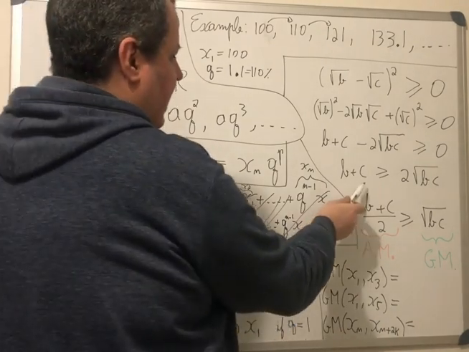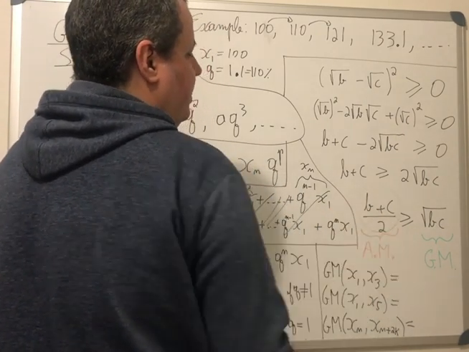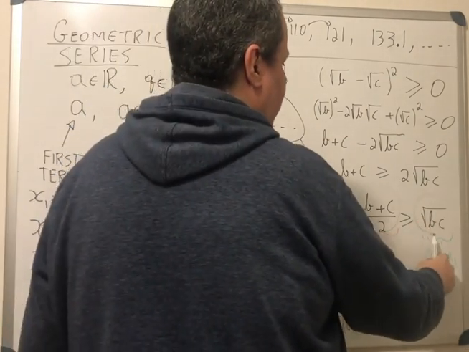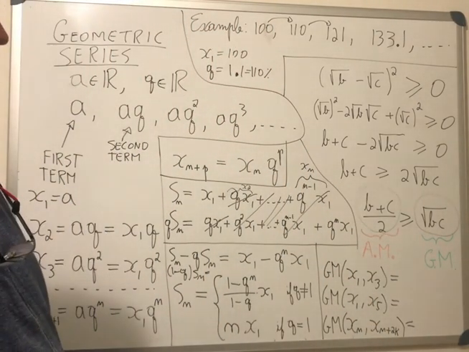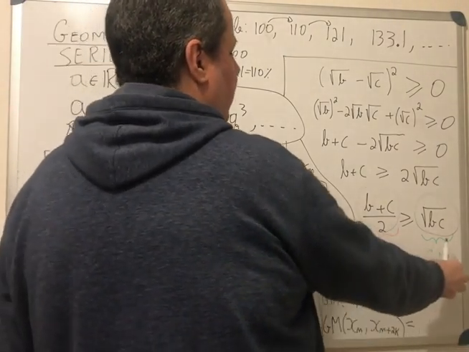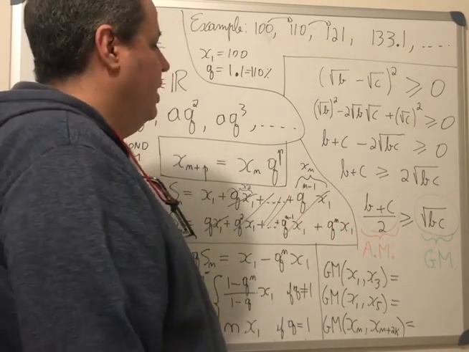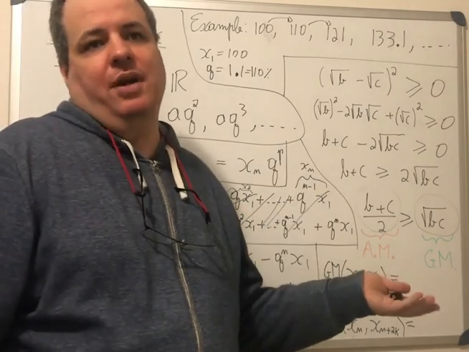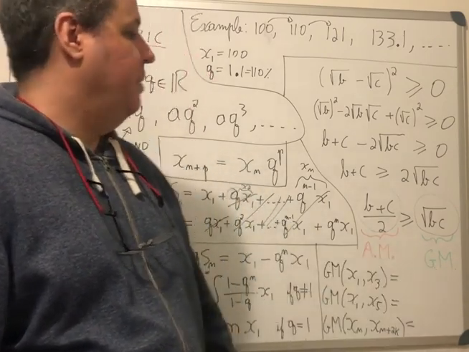Now this is just the average of b and c, the arithmetic mean. And this is what we call the geometric mean of two positive numbers. It turns out that the arithmetic mean is always greater than or equal to the geometric mean. They are equal if the two numbers b and c are the same, because the average of two numbers which are the same is the number itself. Whether it's an arithmetic average or a geometric mean, it doesn't matter.